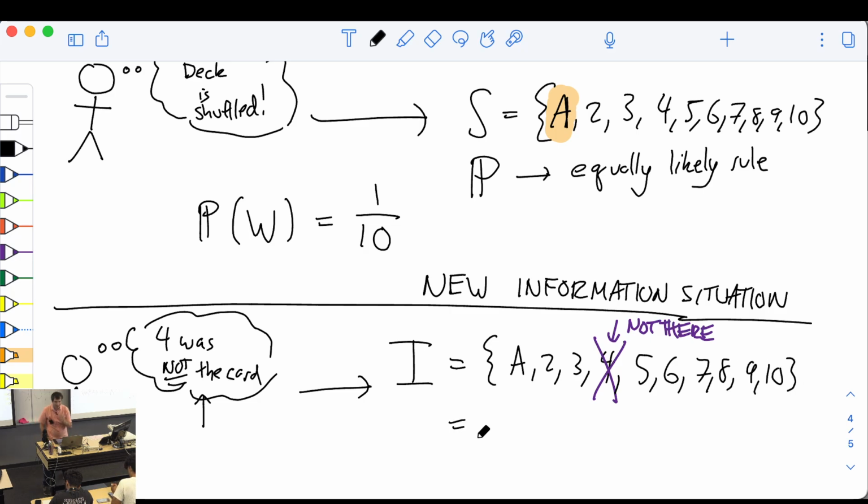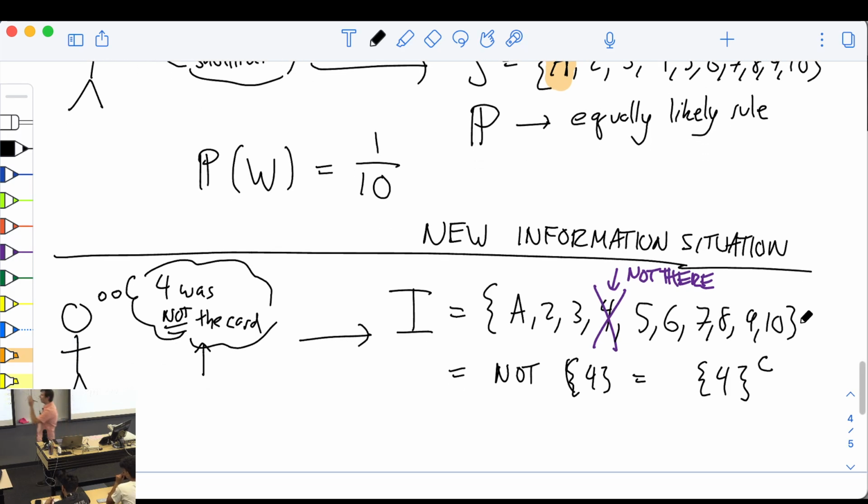This is why we taught you things like complement. Instead of writing out every single thing, you could write not the event it is a 4, or you could write 4 complement, right? So this little complement means everything except for it's a 4. There's definitely not a 4 there, so that's the event we're on. That is the information we have.